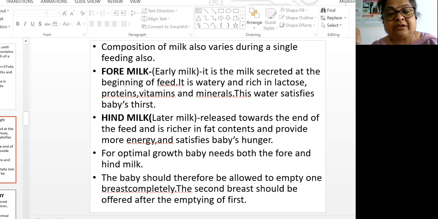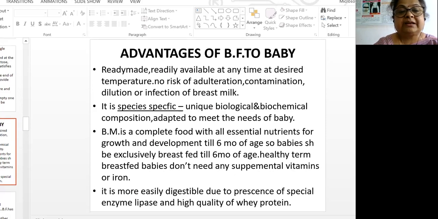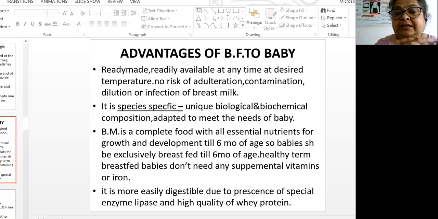So complete emptying of the breast will be ensured by this, and there will be a better refilling also. And next time, the second breast should be offered to the baby. Now we should know what the advantages of breastfeeding are to the baby and to the mother. First, I will tell you what the advantages are to the baby.